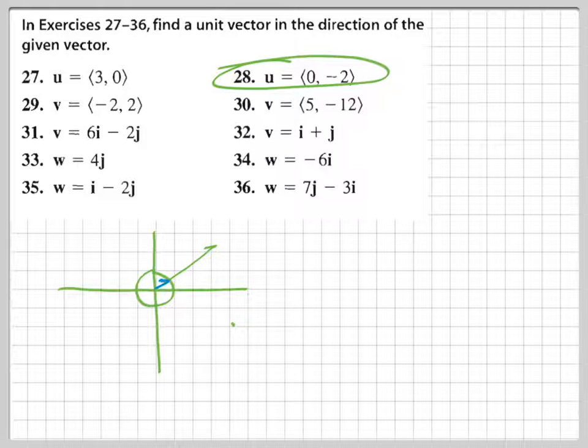Same direction, but it's a unit vector, so it's in the unit circle, same direction, but its length is only 1. Let's pretend that this vector right here is of length 9. How would you shrink a 9 so that it would be inside the unit circle? I'll tell you what you do. You would divide it by 9 because that equals 1.